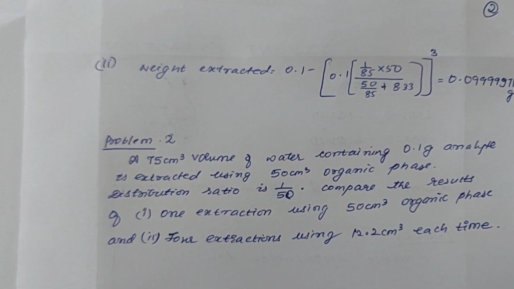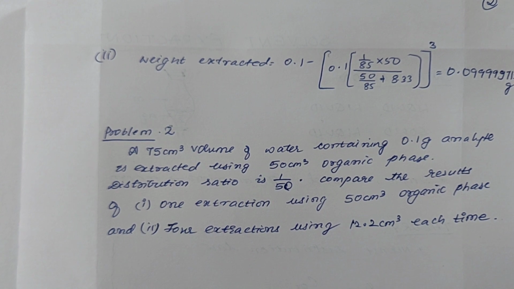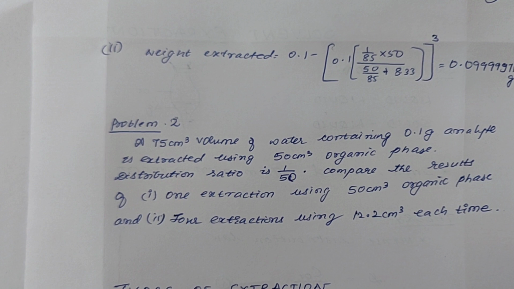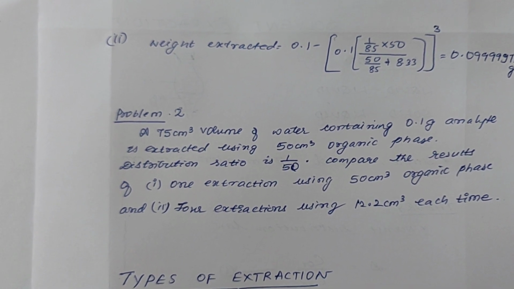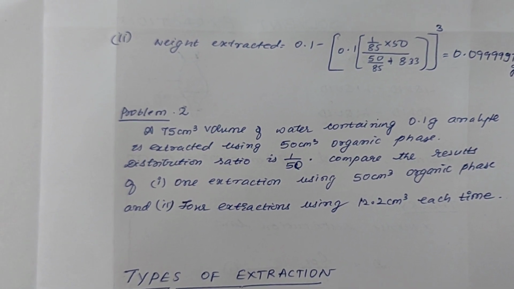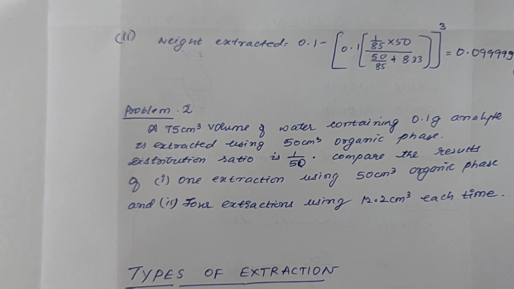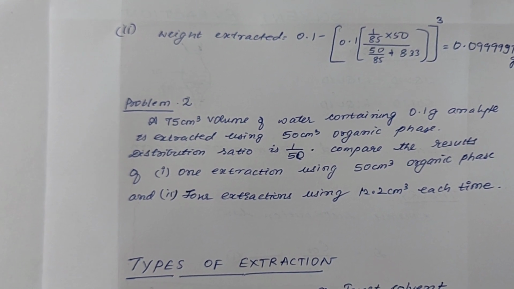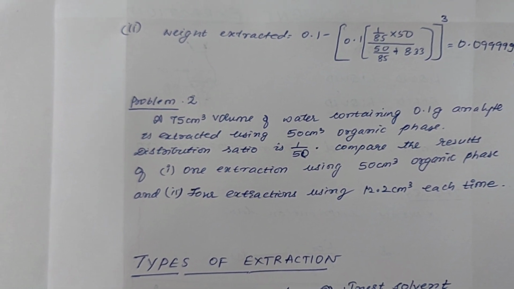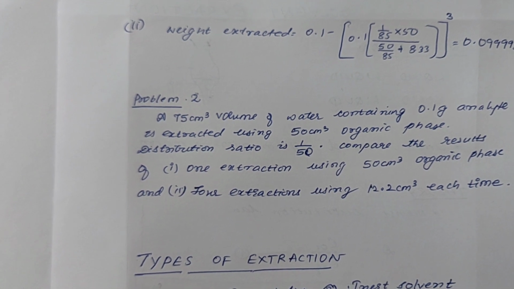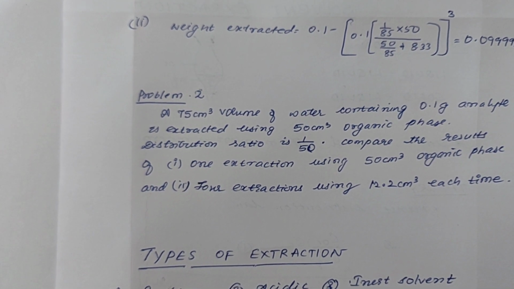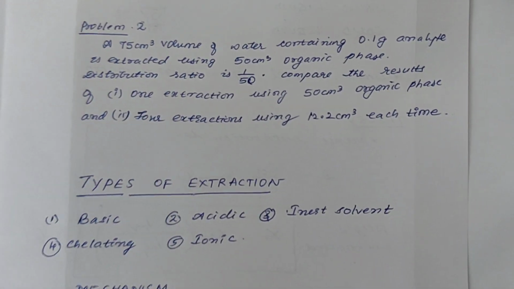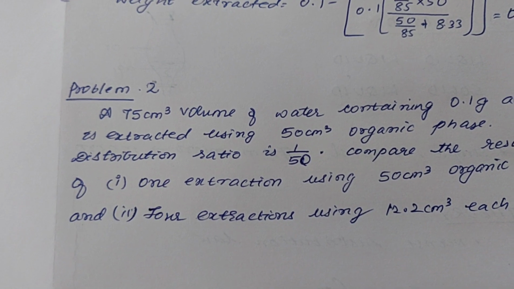Hence, if we are going to extract nicotine from tobacco leaves into 50 cm cube of petroleum ether, it is always better to carry out many extractions, say use 10 cm cube each time, so you can do it 5 times rather than doing one extraction using 50 cm cube of organic phase. So that is the theory behind solvent extraction.